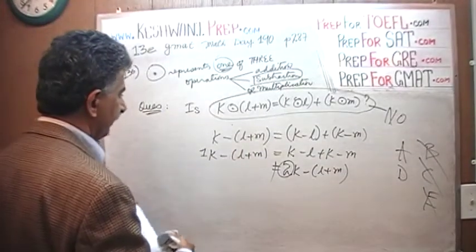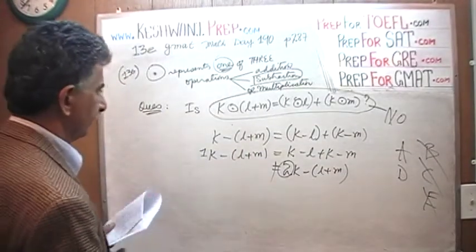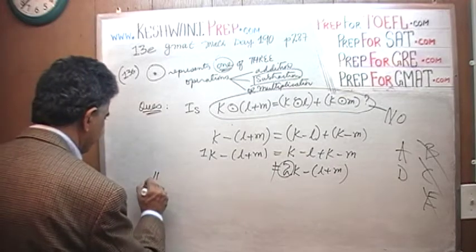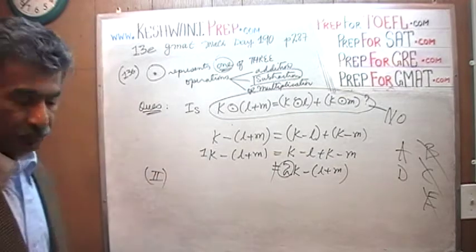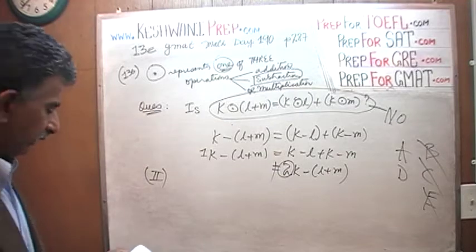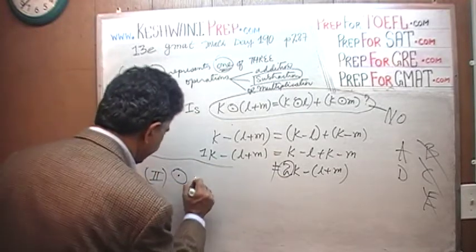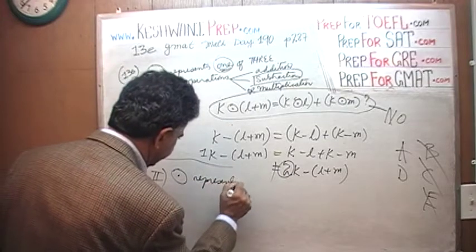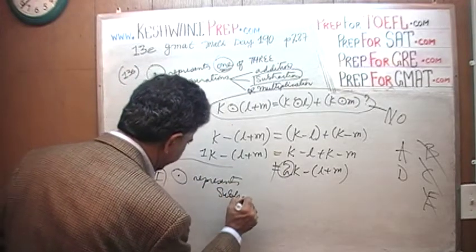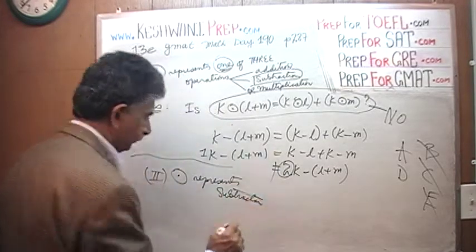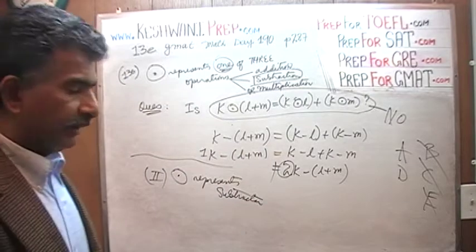In the second statement, I don't want to erase anything, because you will see that what they tell you in the second statement is quite absurd. In the second statement, they tell us that this dot represents subtraction. A big deal. We found that from the first statement.